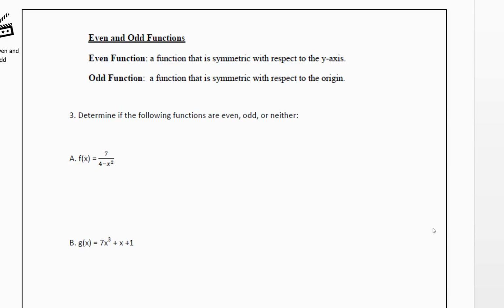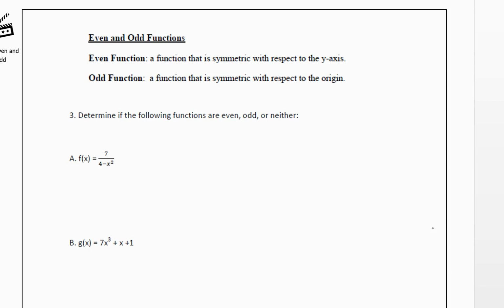So we want to see if functions are symmetric with the y-axis or the origin. Remember, functions won't be symmetric with respect to the x-axis because then they don't pass the vertical line test. But we have two new terms for this.